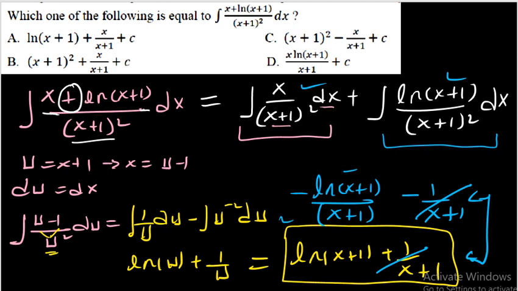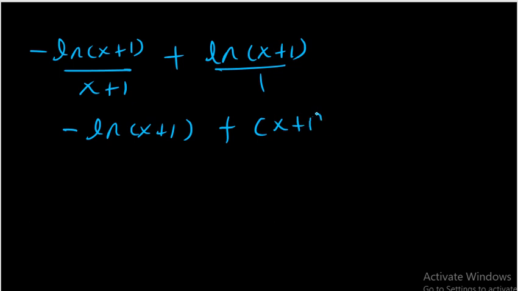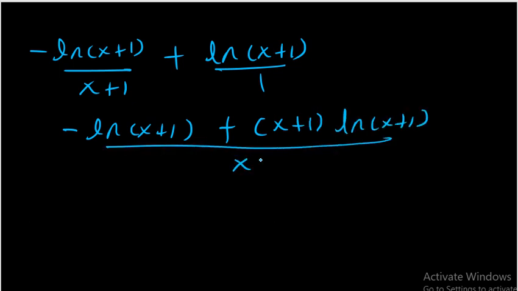Okay, so we need to go to the third page. Negative of ln of x plus 1 over x plus 1 plus ln of x plus 1. We do have this now. This is the same as over 1. We can apply crisscross. When you multiply the 2, it will be negative of ln of x plus 1 plus, when you multiply the 2, (x plus 1) times ln of x plus 1, then the whole over x plus 1.